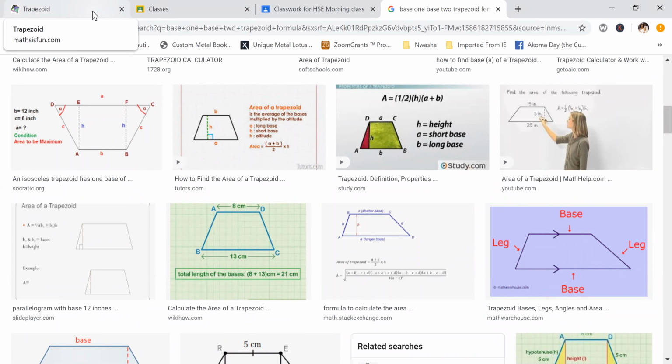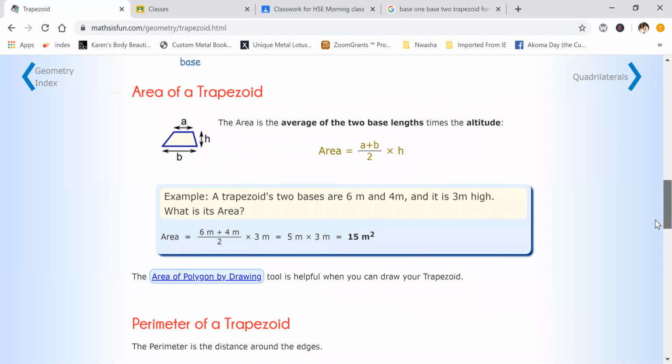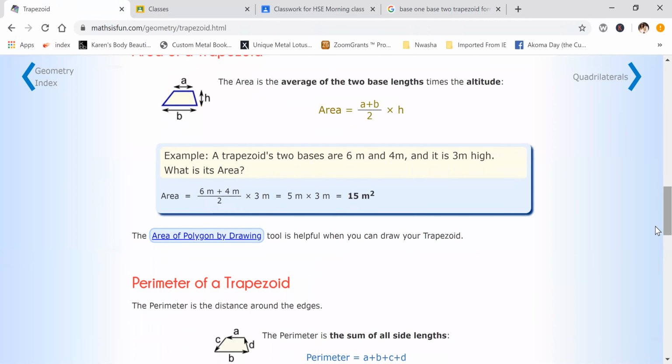By the time you look at Khan Academy and Aztec and Math is Fun, but this is the way they're giving it in Math is Fun. Add up the two bases, which in this formula is A plus B, and then divide by 2, multiply times the height. So here is this example.